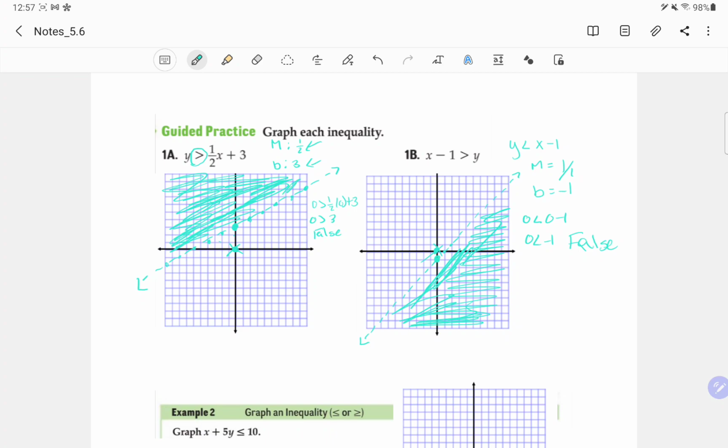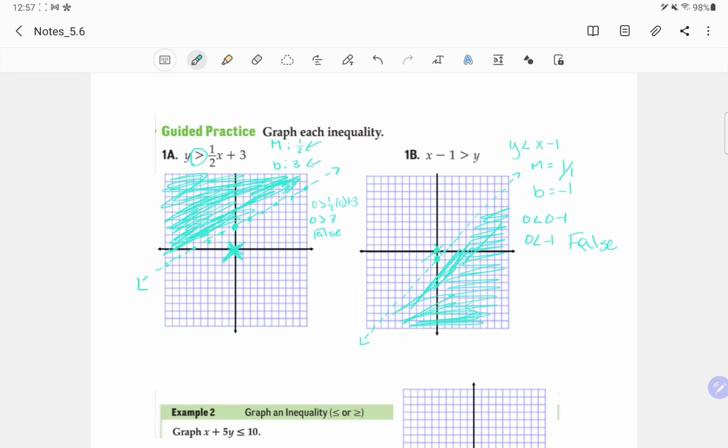To figure out which side to shade, I plugged in the origin, 0. I got 0 is greater than 1/2 times 0 plus 3. And that left me with 0 is greater than 3. That's a false statement. 0 is not larger than 3. So that means I put an X through my origin and I shaded the other side of the graph.